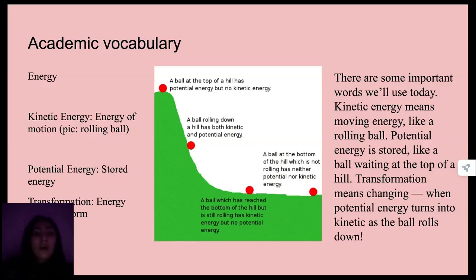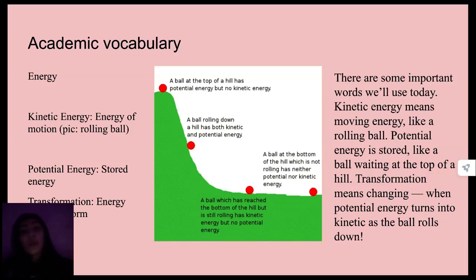Some of our academic vocabulary will be energy. Kinetic energy, which is the energy of motion, like a rolling ball going down the hill. Potential energy, which is stored energy. And transformation, the energy changing its form. Kinetic energy means moving energy, like a rolling ball. Potential energy is stored, like a ball waiting at the top of the hill.